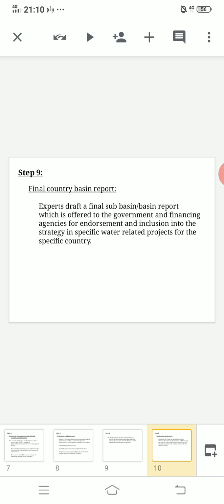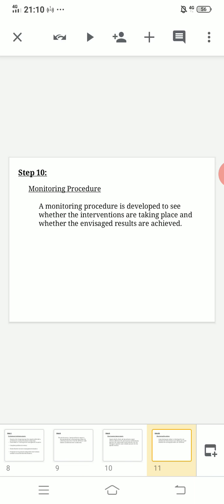That is, experts draft a final sub-basin or basin report which is offered to the government and financing agencies for endorsement and inclusion into the strategy in specific water related projects for the specific country. And in step 10, they monitor the procedure, which is the final step of the IWRM process.